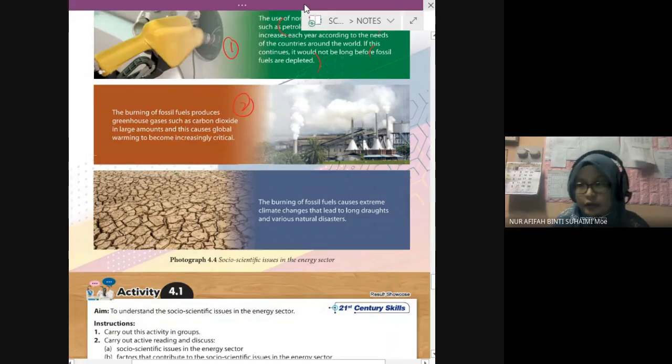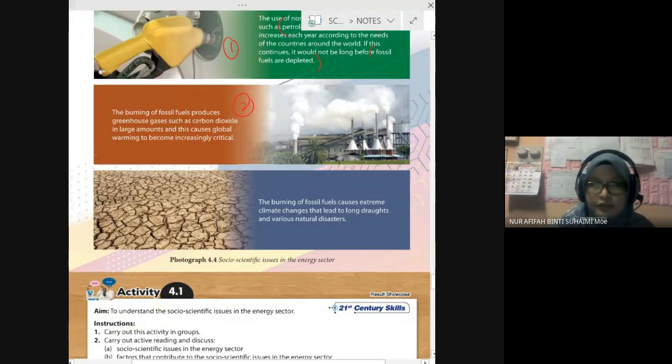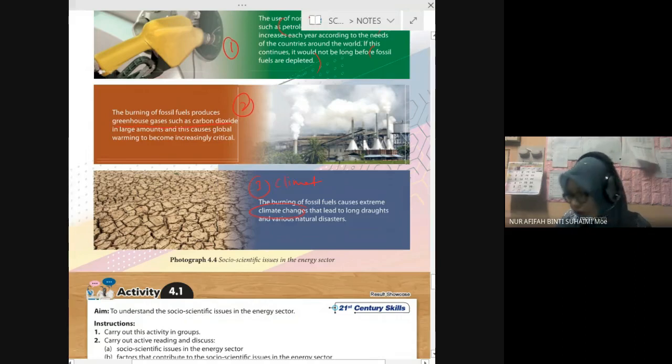Okay, second issue, if we use petroleum, if we use fossil fuel, it will produce greenhouse gases, such as carbon dioxide. Okay, and then the third issue, it will cause climate change. So there are three social scientific issues related to the energy sector. The usage of fossil fuel increases. Second, it will produce greenhouse gases. And the third one, it will affect climate change.